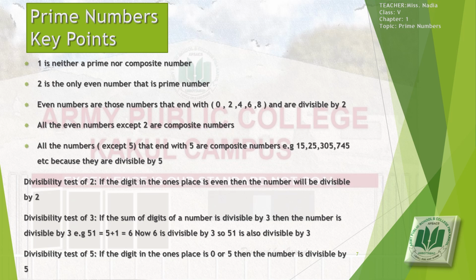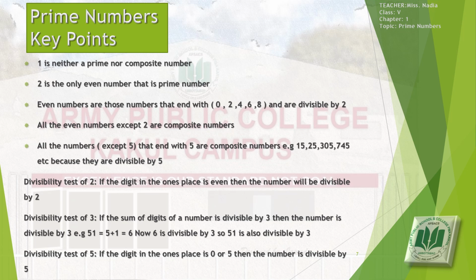All the numbers except 5 that end with 5 are also composite numbers. For example, 15 ends with 5, 25, 305, 705. All these numbers end with 5. So these numbers are divisible by 5 and these numbers are also composite numbers.